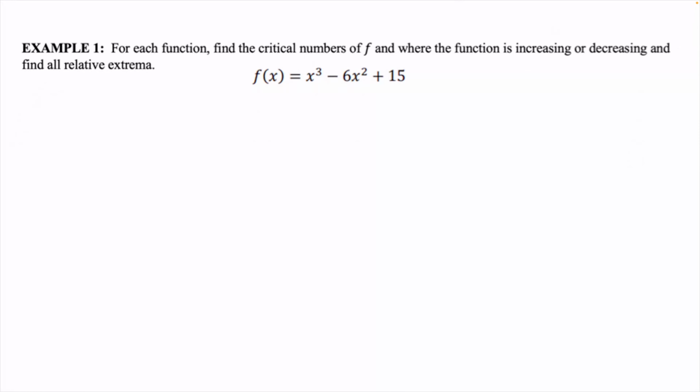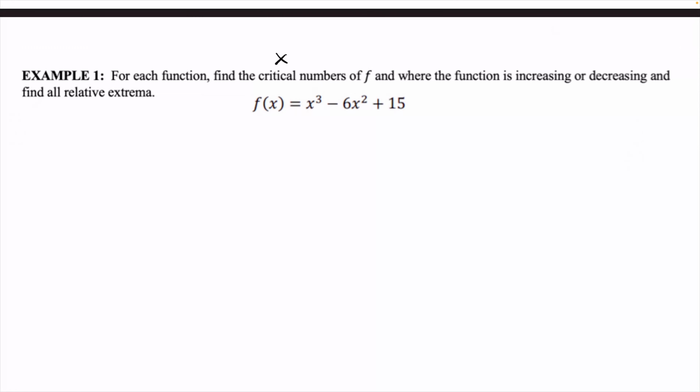Example number 1. For f of x, find the critical numbers. Those are x values, right? Critical numbers are x values. And then find where it's increasing, decreasing, and find all relative extrema. That means maximums and minimums. So we've got to find all relative max and mins.